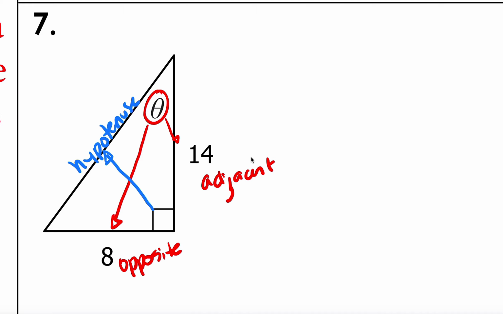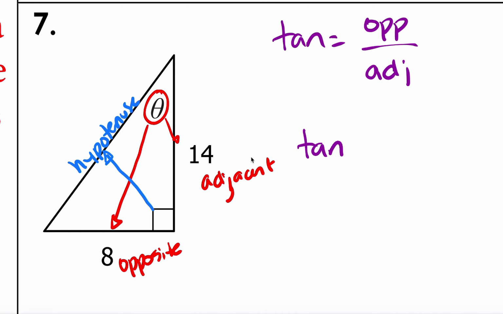So if we set it up, which one has opposite and adjacent? That's right, tangent. So tangent is opposite over adjacent. So if we set this up, it'll be tangent of what angle do we have? Well, we have theta. Okay, so we put tangent of theta equals 8 over 14. So now we're stuck because we have theta stuck inside tangent. So how do we get theta by itself? How do we get rid of tangent?